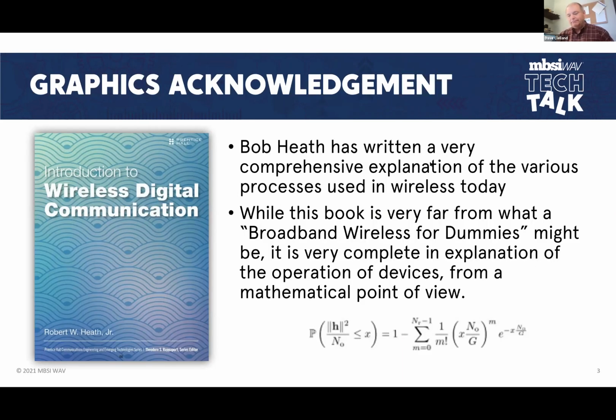Now, my latest little telecom Bible here, I want to give Bob Heath a shout out. This Introduction to Wireless Digital Communication is kind of my latest go-to book. He's got a lot of really great stuff in here, but it is written from a mathematical point of view. I've got just an example down here. This happens to be the formula for one of the types of MIMO called maximal ratio receive combining. So this is the kind of complexity that this book has. It's far from a wireless for dummies book. So if somebody's looking for that, this is not it. But it does very succinctly explain how these processes work from a mathematical standpoint, so if you like algebra, this book is for you.